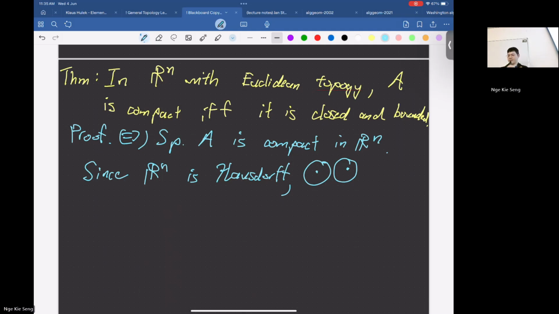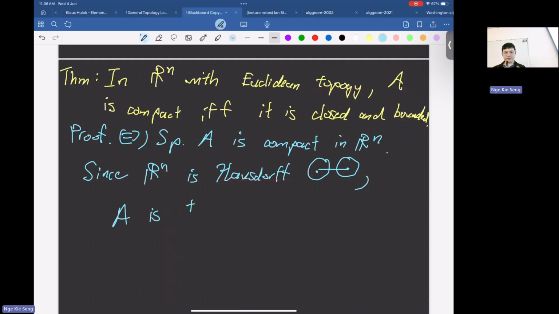Before that, how to find the midpoint? This might not be a straight line, so you should join them first. From this line you should know how to build the balls already, as long as they don't meet the boundary. And by the theorem, A is closed.